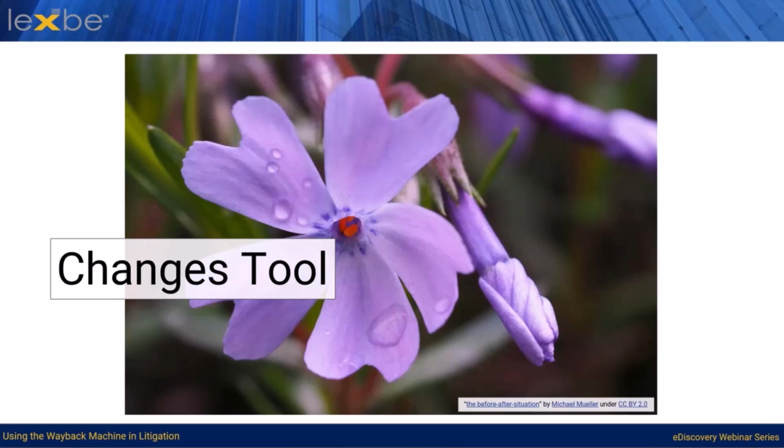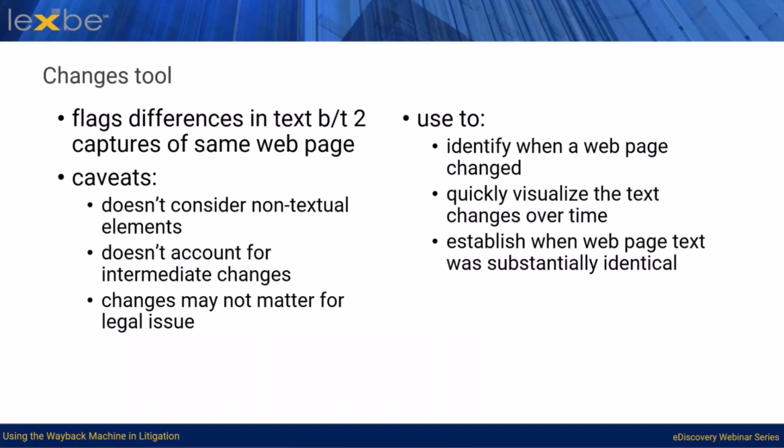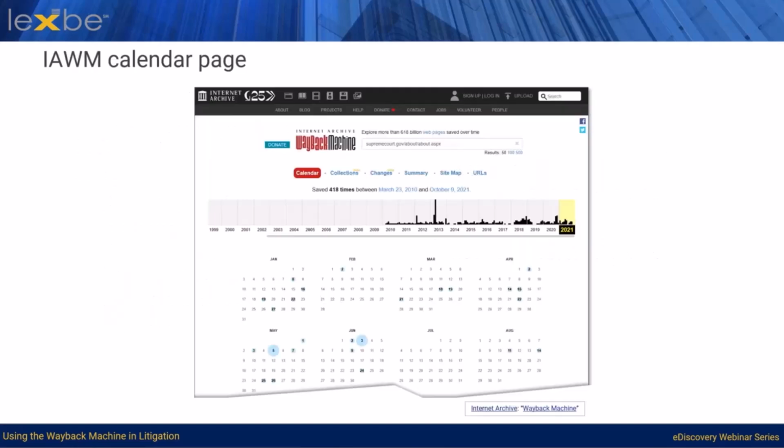Another Wayback Machine feature that can be useful for legal use cases is the Changes tool. The Changes tool flags the differences between two captures of the same web page with the following caveats. It doesn't take into account non-textual elements of the page, like images. It only compares the two selected captures and is thus indifferent to any changes that may have been made and subsequently overwritten in the intermediate period, and there's no necessary correspondence between the magnitude of the change and its materiality to the legal issues in question.